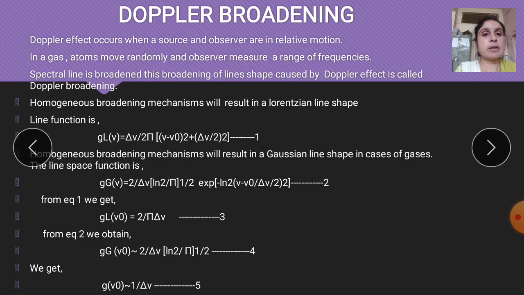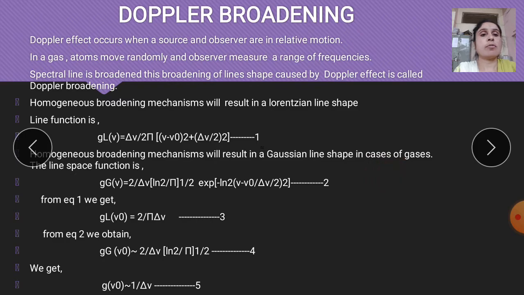So, this mechanism can be used to break down the frequencies of the line, splitting the wave function into two parts. So, the homogeneous broadening mechanism results in the Gaussian line shape.